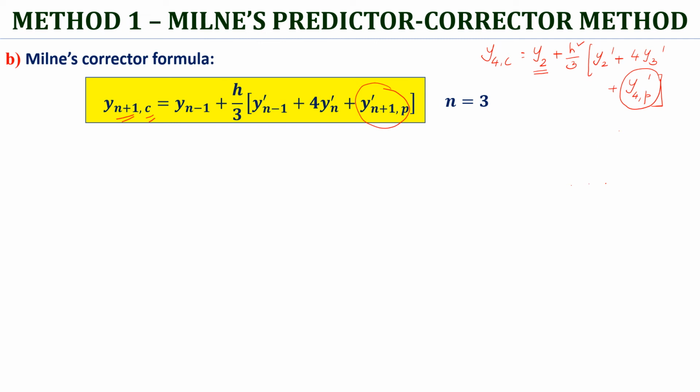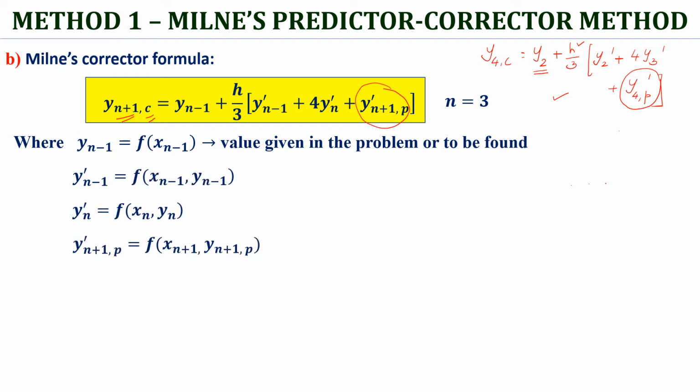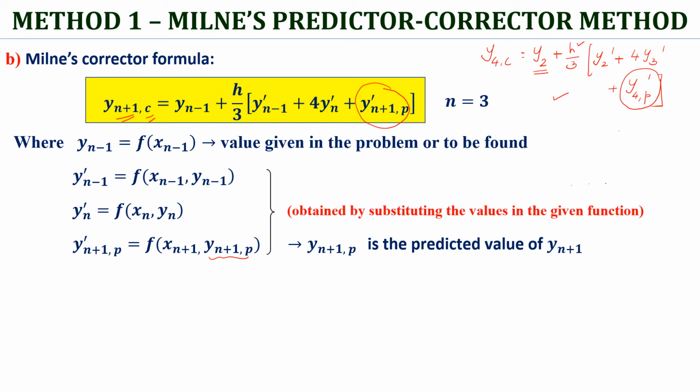And let us expand this here as yn minus 1, as I told you, by putting n equal to 3 I have explained, but we are writing it in the general form. yn minus 1 dash you know, yn dash you know, and look at this, yn plus 1 p dash, this is where the predicted value is substituted. That's what I have explained. It's the predicted value of yn plus 1, which you found using the first formula, and the remaining is only a formula substituting in the given function.